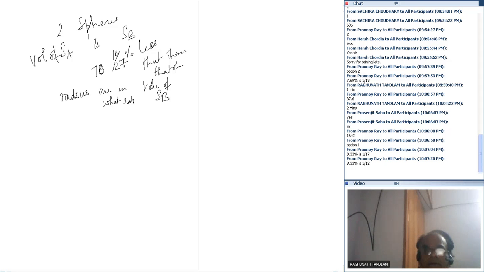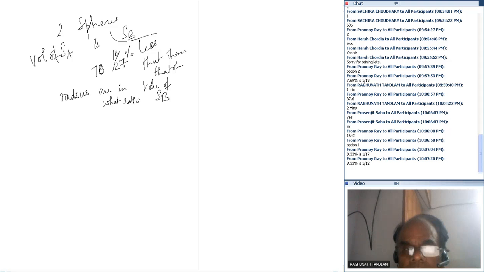There are two spheres. The volume of sphere A is 7010/27% less than that of sphere B. The radii are in what ratio? How do you do this?